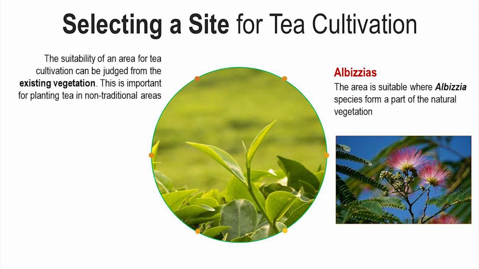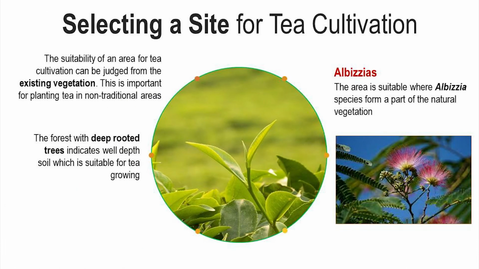Normally, there are certain species of trees which indicate soil conditions suitable for tea cultivation, like Albizia. The area is suitable where Albizia species form a part of the natural vegetation. You can look at the picture, which shows the pink flowers of those plants. If you have that vegetation in your area, then you may be sure that this area is probably good for tea cultivation. And at the same time, if you have a forest area with deep-rooted trees, it indicates that the soil depth is good, so that can be suitable for tea cultivation.